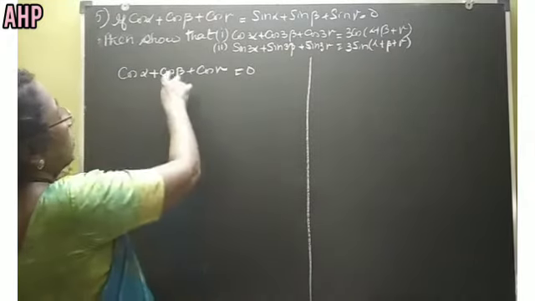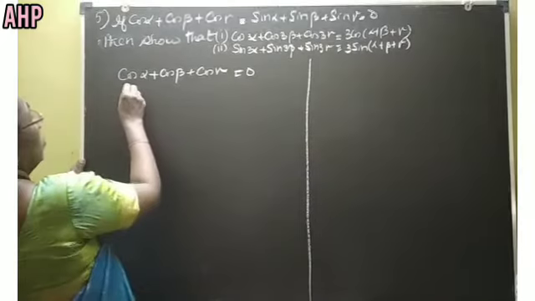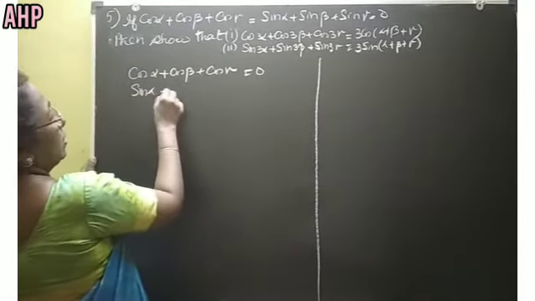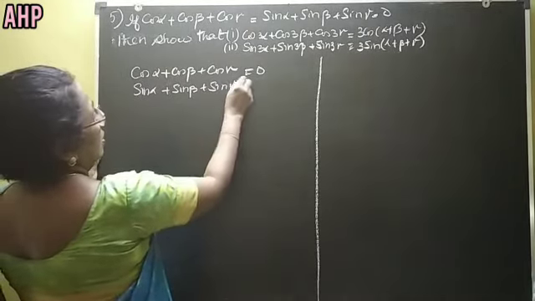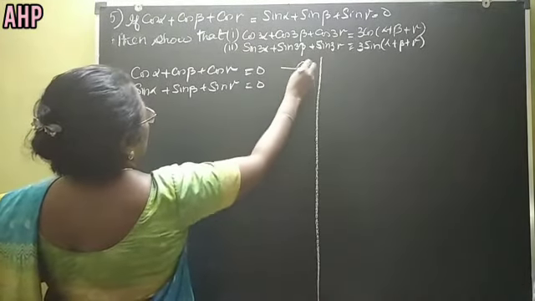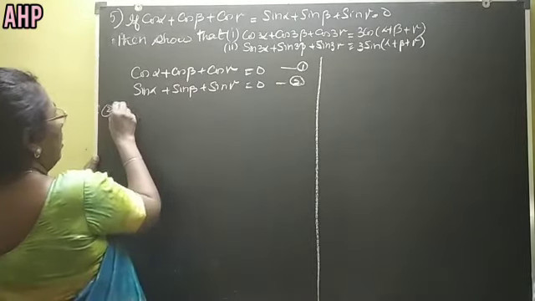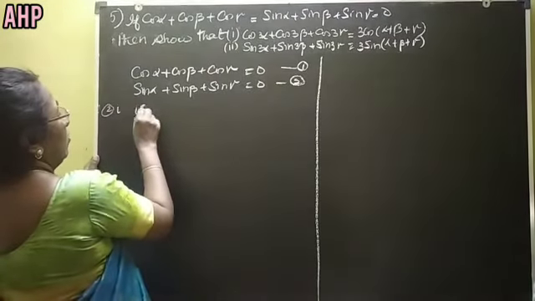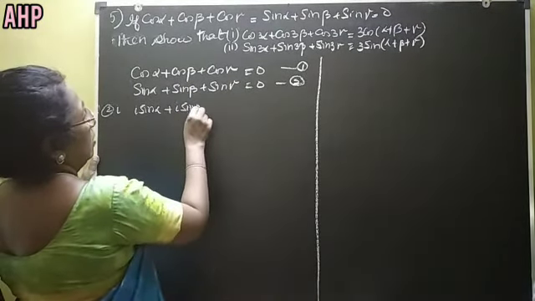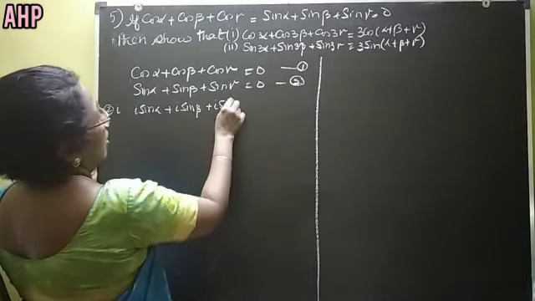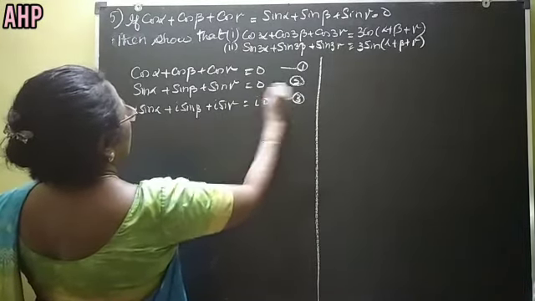Given cos alpha plus cos beta plus cos gamma is equal to 0, also sin alpha plus sin beta plus sin gamma is equal to 0. Mark this as 1, this as 2. Now you can multiply the second equation by I. We get I sin alpha plus I sin beta plus I sin gamma is equal to I into 0, that is equal to 0. It's the third equation.